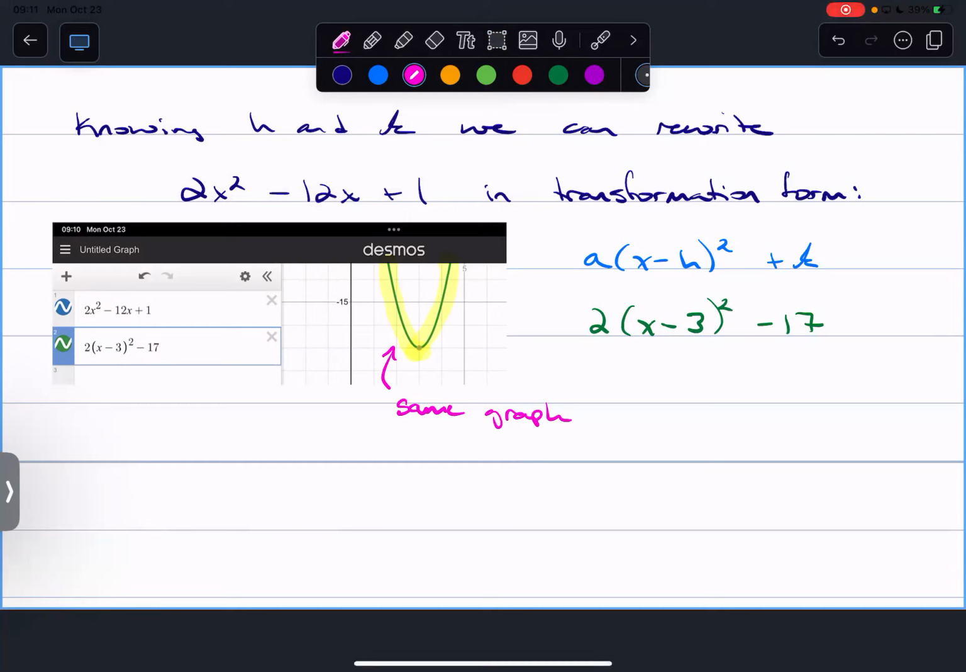Same graph, right, for these two. Whoa. Arrows all over the place. All right, which is good. Means that they're the same. Okay.